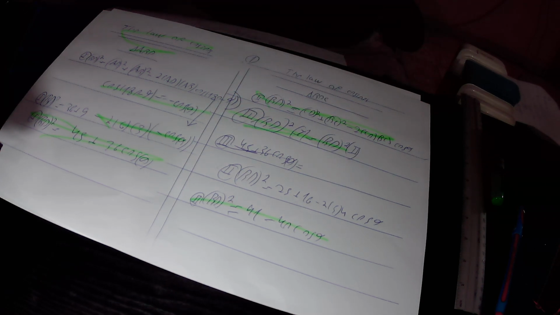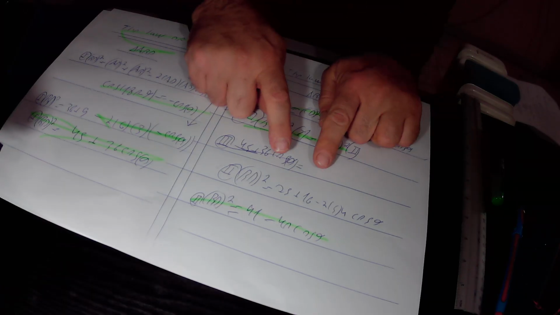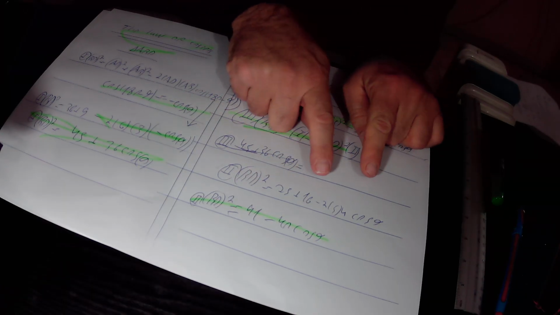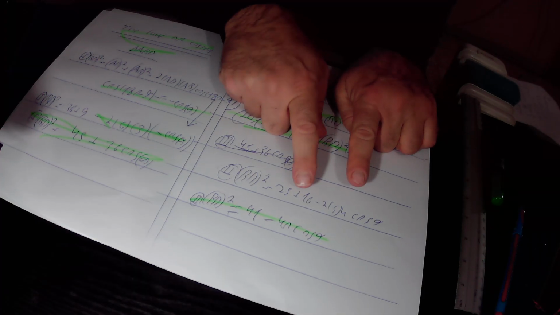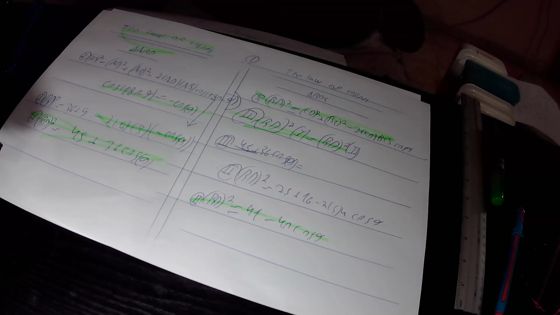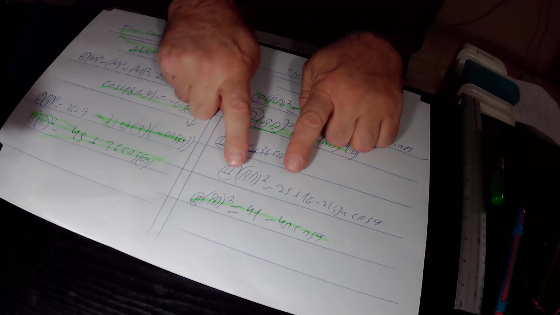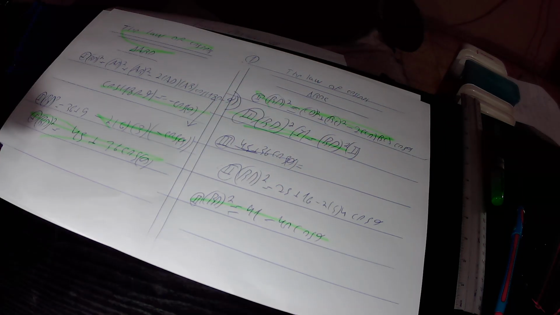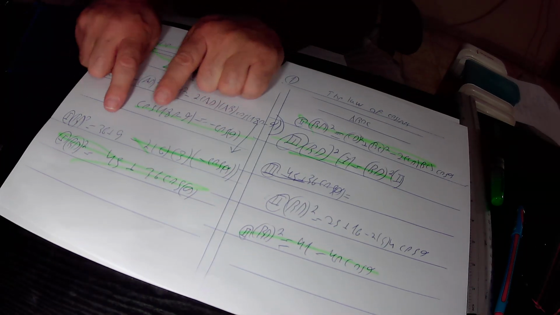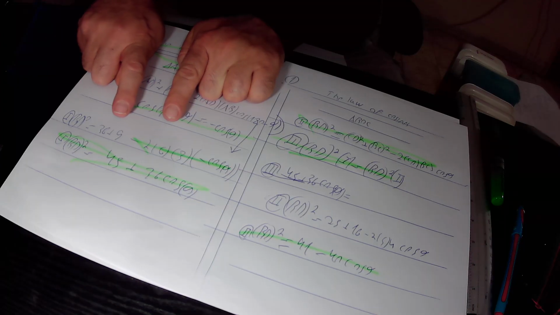So in total, we found that BD squared equals 25 plus 16, that is 41. Minus 2 times 5 is minus 10. Minus 10 times 4 is minus 40. So in total, this expression equals minus 40 times cosine alpha. So according to equation 2, BD squared equals 41 minus 40 times cosine alpha. Well, according to equation 1, BD squared equals 45 plus 36 times cosine alpha.